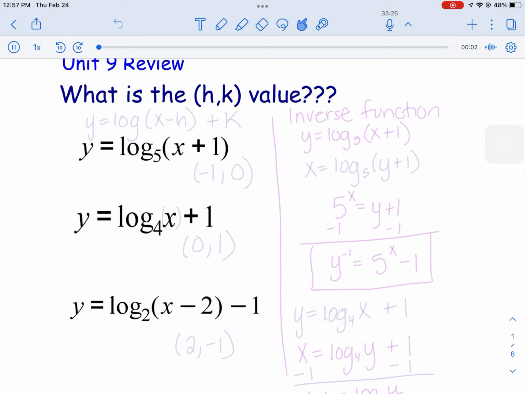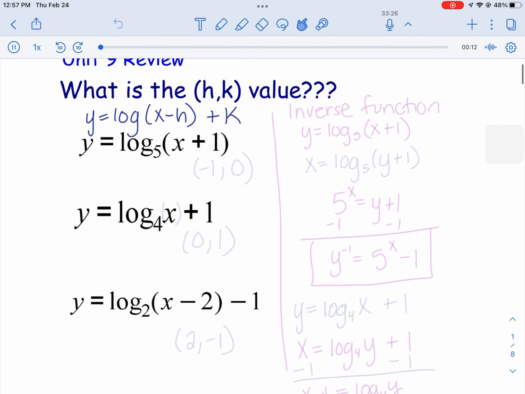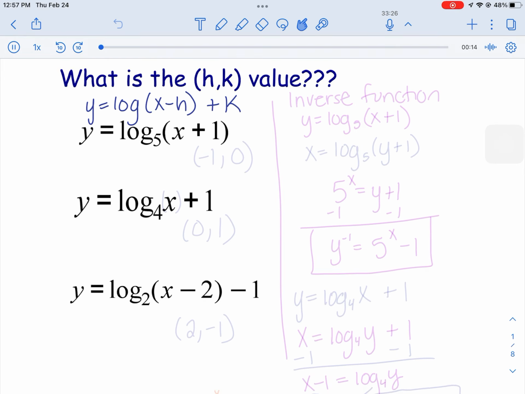Okay, the general form for logs is y equals log of x minus h plus k. So I like to go through these first two at least because there's a bit of a difference. The one has the parentheses, and then that's x plus 1 in parentheses. That means that that plus 1 is with the x. So that's your h value. So the hk for this one would be -1, 0.